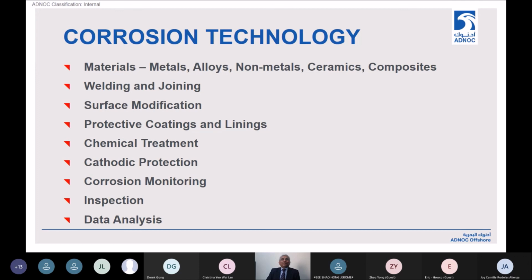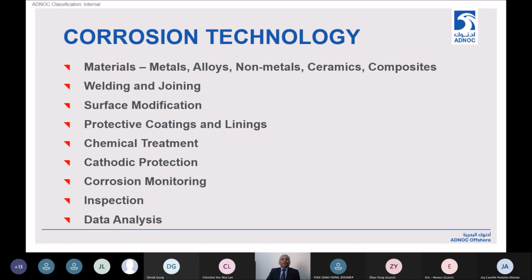Surface modification, laser modification, diffusion coatings, name it. You've got protective coatings and linings, larger thicknesses. You've got non-metallic coatings. You've got advanced metallic linings, alloy linings. You've got chemical treatment processes, which range from chemical treatment for corrosion mitigation to chemical treatment to change the environment and make it less corrosive. You've got cathodic protection technologies, corrosion monitoring technologies.